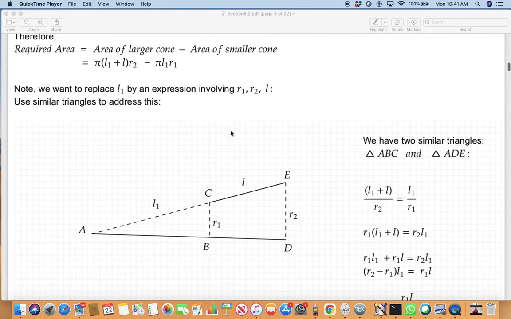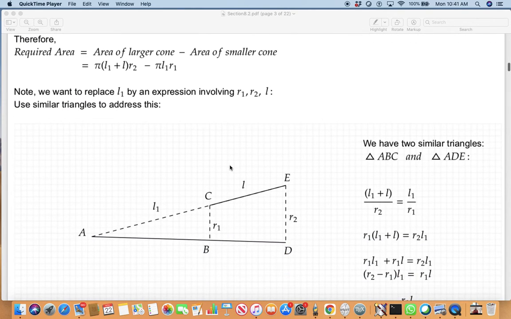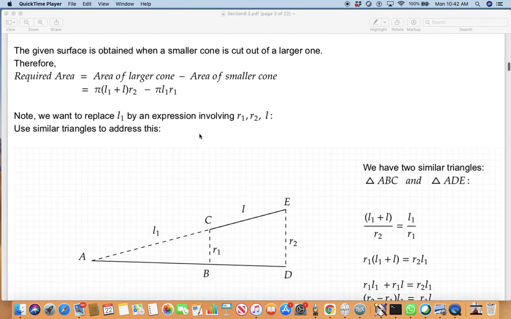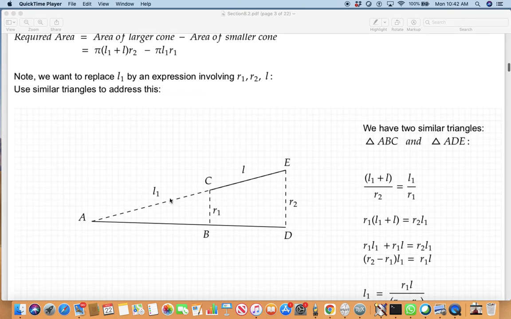So we now use similar triangles. Where did these similar triangles come from? Look at this. If I join a line with the vertex and the centers, I look at the shadow on a certain plane. In other words, I'm looking at a cross section. I get a huge triangle and a small triangle. All right, so that's the picture here.